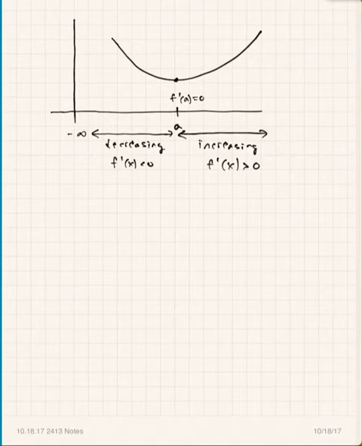Right? And then what about the concavity? Well, the concavity of this function is concave up everywhere throughout this entire interval. The concavity doesn't change, so it's always concave up.